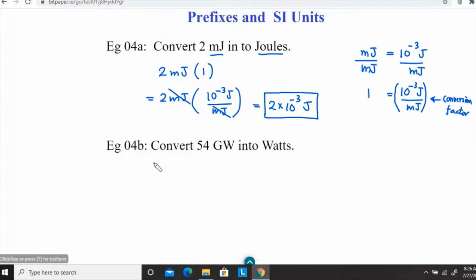In this example 4b, you have 54 gigawatts. So this G stands for giga.